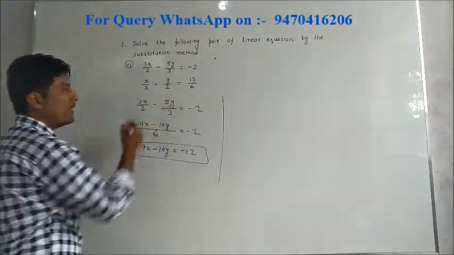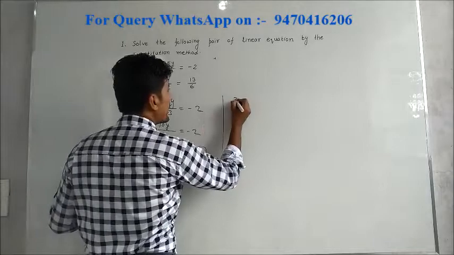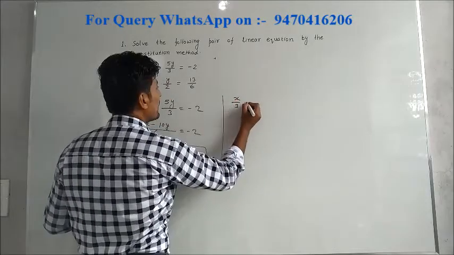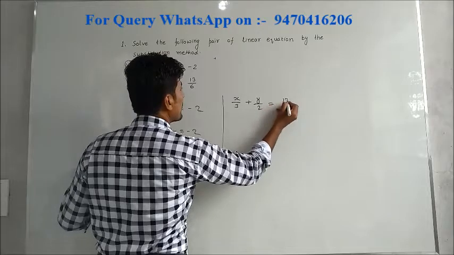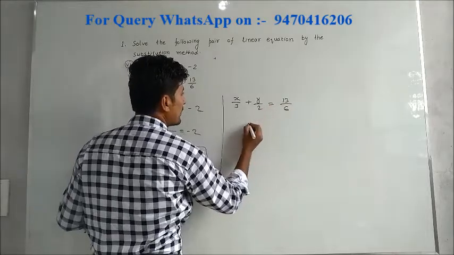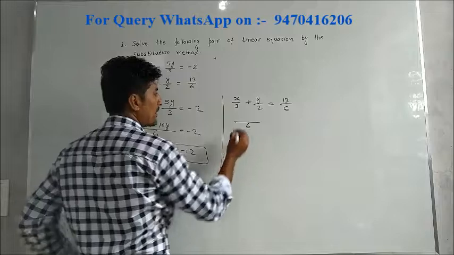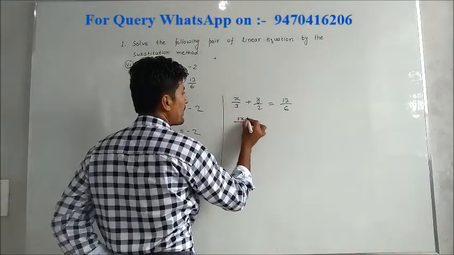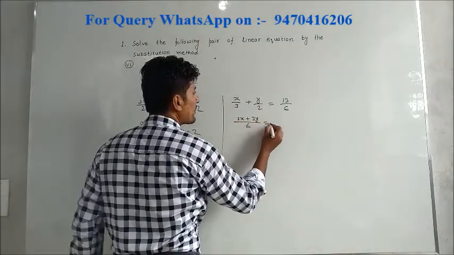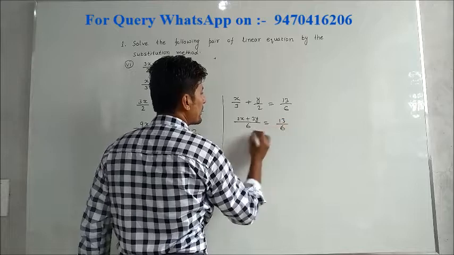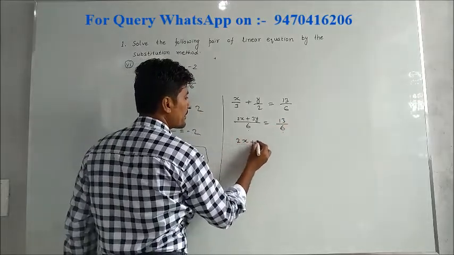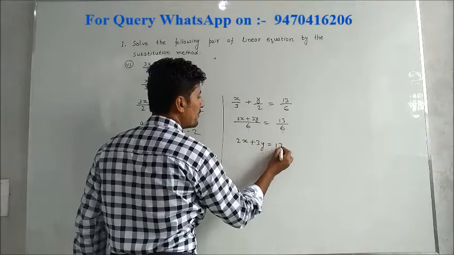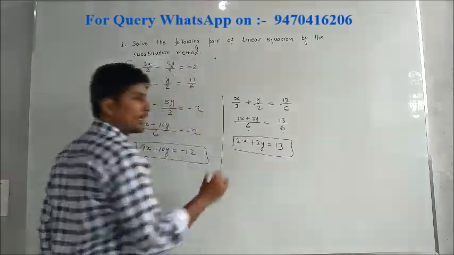Similarly, we can solve the second equation also. x upon 3 plus y upon 2 equals 13 upon 6. So we can find the LCM, 6. 2x plus 3y equals 13 upon 6 times 6. Both the 6 will cancel. Finally, we have 2x plus 3y equals 13. This is our second equation.